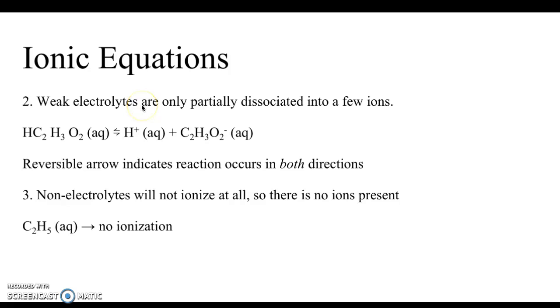We also have weak electrolytes, which are only going to partially dissolve into water, so they produce very few ions, and they make an equilibrium. So this means that both your reaction from left to right and right to left are occurring at the same time. So the reaction is occurring in both directions, both the forward and the backward. And again, that just means that some of the compound still exists bonded together while some of it does ionize. Non-electrolytes won't ionize at all, so there are no ions present, something like a molecular compound.